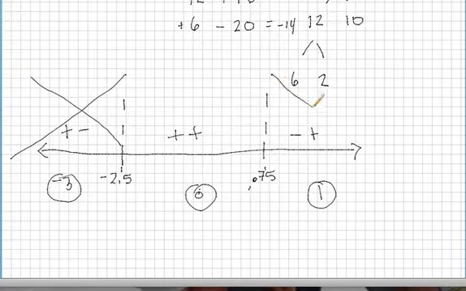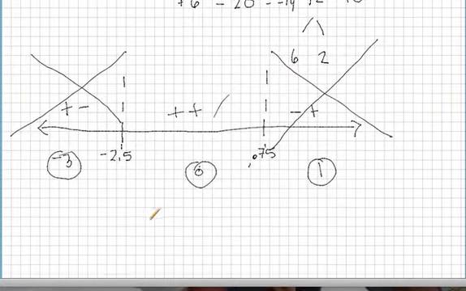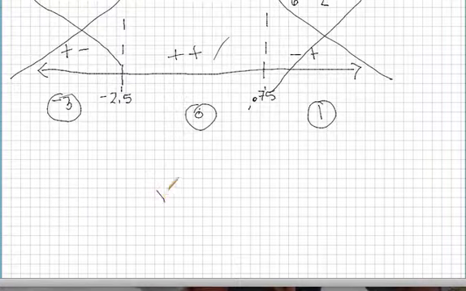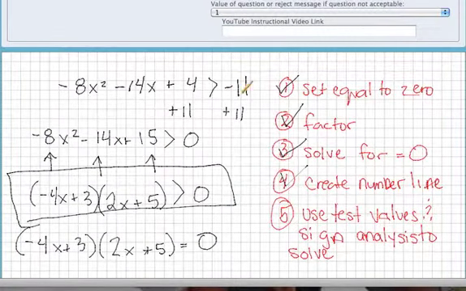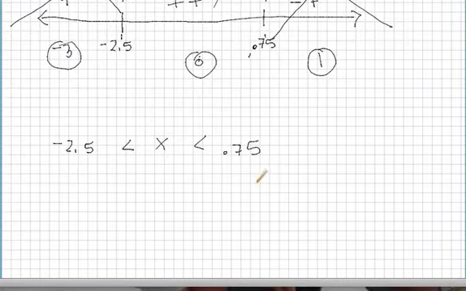Also over here I have a positive and a negative. So all of my answers over there are going to be negative. Positive and positive, that is positive. So it's this part in the middle that's actually the entire solution to my equation. So it looks like everything greater than negative 2.5, not greater than or equal to, just greater than, and less than 0.75 will give me a true statement in the expression that they gave us up here. So this final part right here is the solution to your problem.